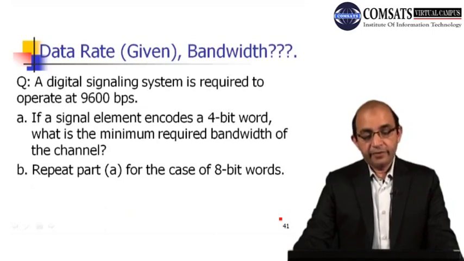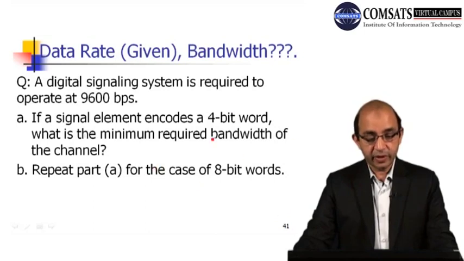So if we are given the data rate and we want to calculate the bandwidth, consider a digital signaling system required to operate at 9600 bits per second. So the data rate is given. The question is, if it encodes a 4-bit word, what is the minimum required bandwidth? So these are the signal levels for a 4-bit word, and then we also consider an 8-bit word.